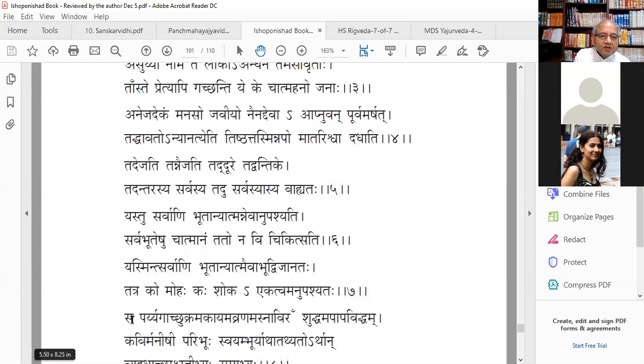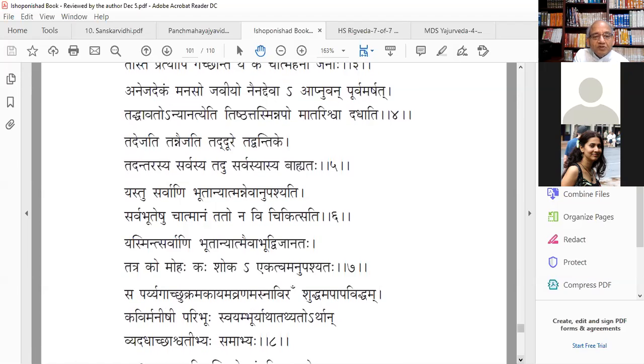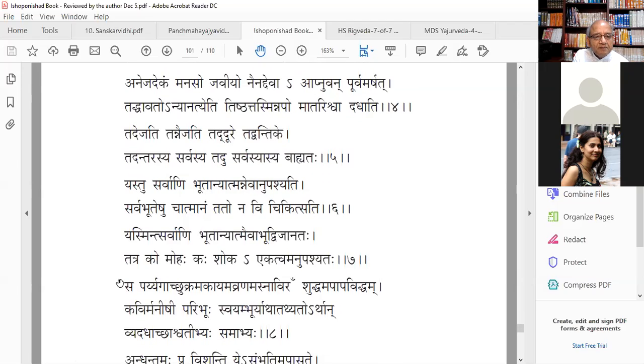And now, he is describing his own self. Sa is for him: paryagat shukram akayam avranam asnaviram. He is shuddham apapviddham, untouched by any vice. No pap can ever enter into him because he is pure. This is a description about him. And as a matter of fact, I don't possess any of these characteristics.